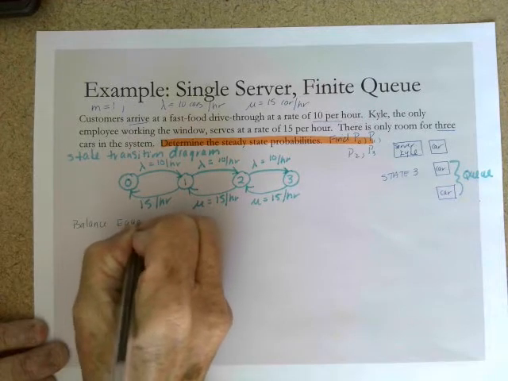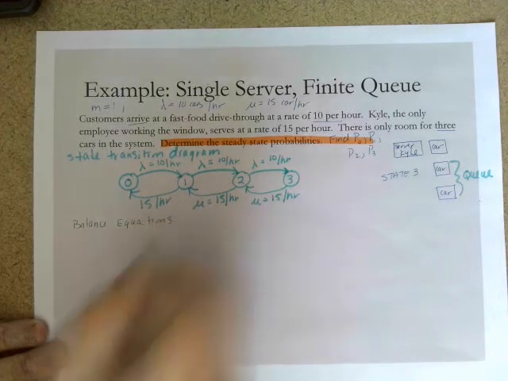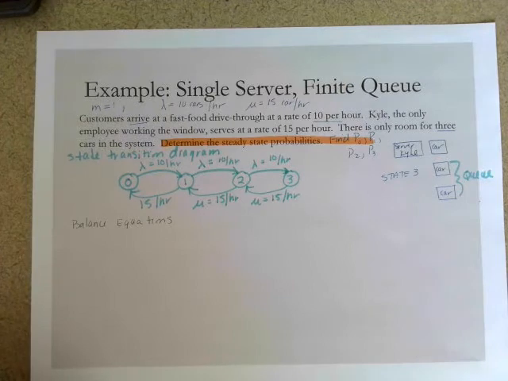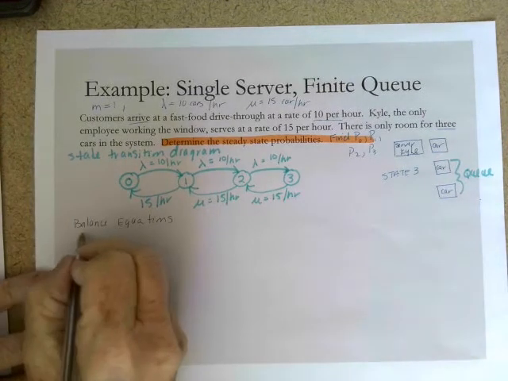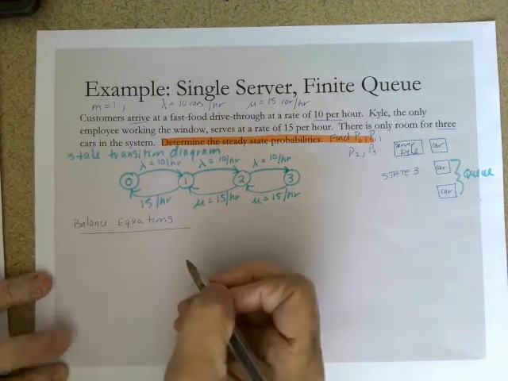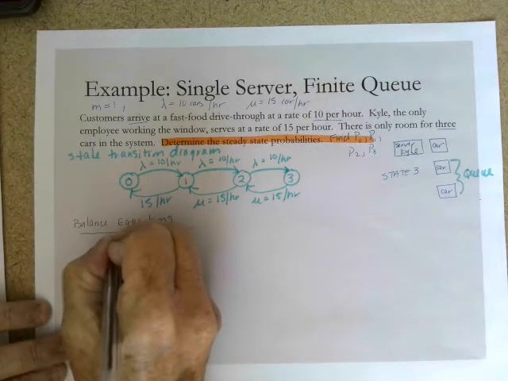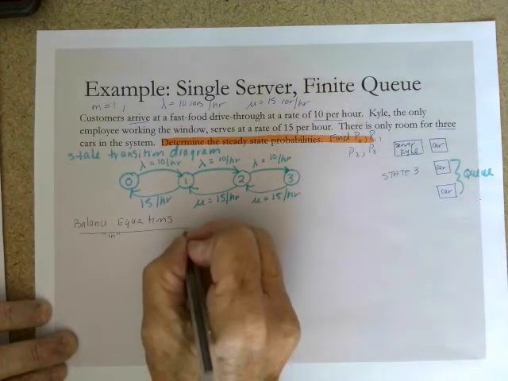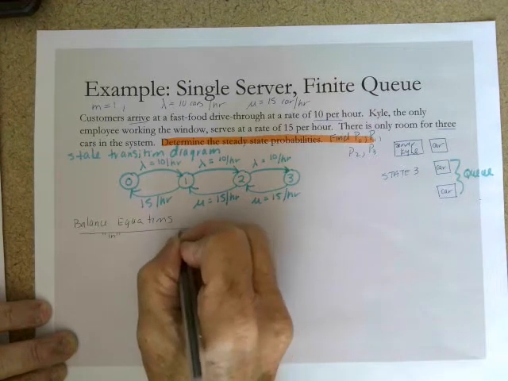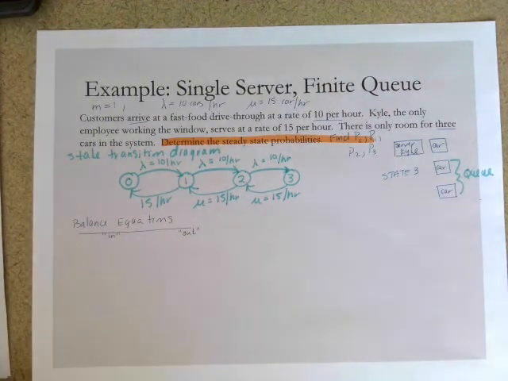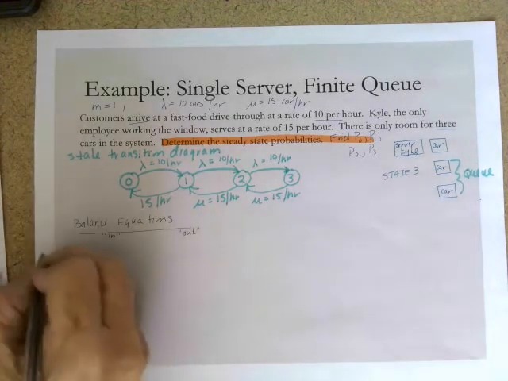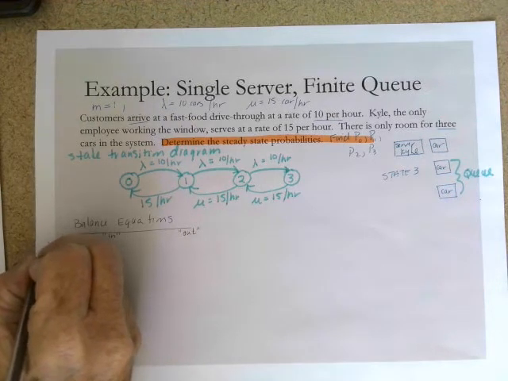Or you call them state balance equations if you'd like. And I like to use rate out, rate in, or rate in, rate out. I tend to like to do in versus out. So I'm just going to write that here just so you know my protocol. The expected rate into a system equals the expected rate out, or into a state equals the expected rate out. And so I'm going to write this by each state.